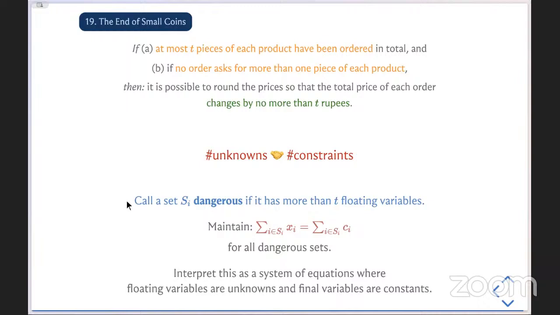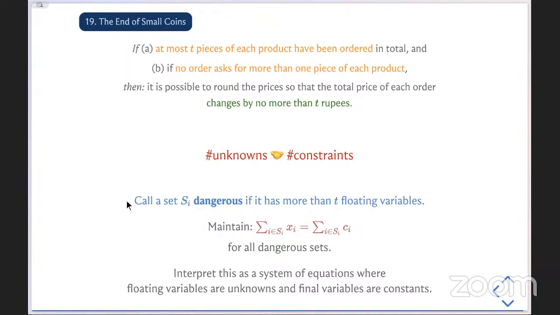Jayati is saying I should repeat the maintain condition. The maintain condition is saying that the sum of the variables that correspond to the products in a set Si should be equal to the total original cost of that order, right?